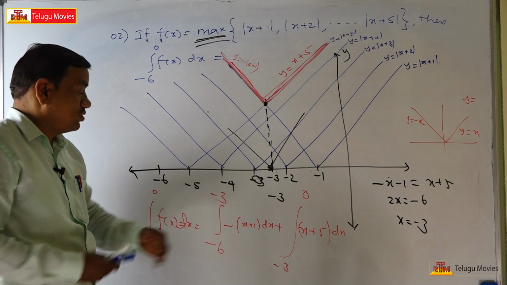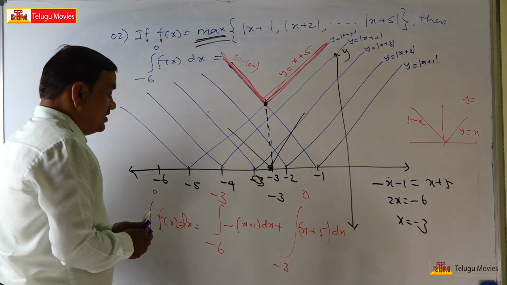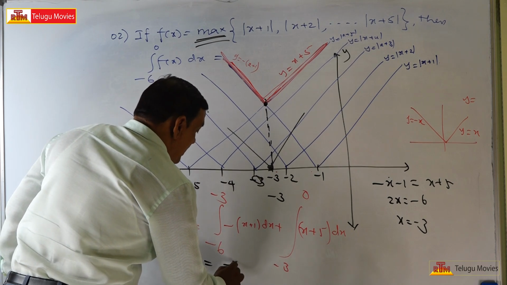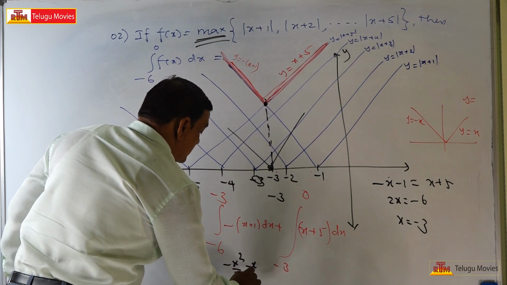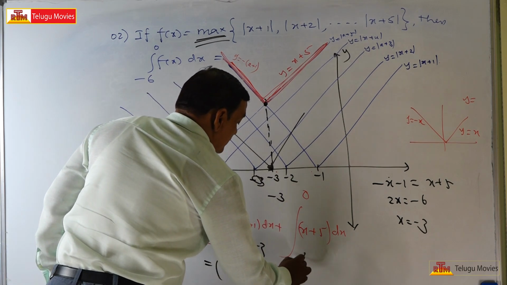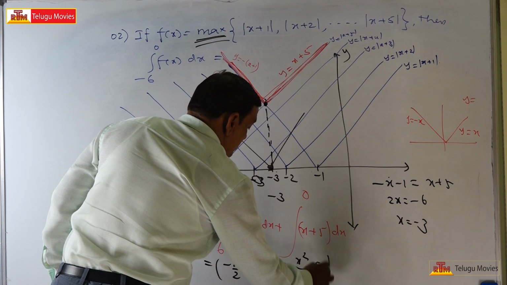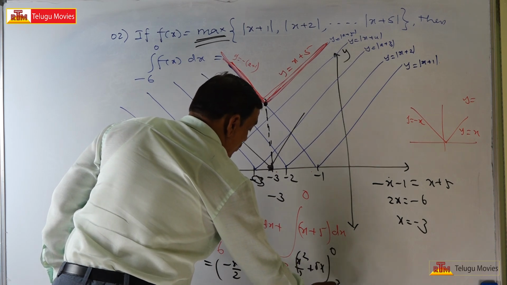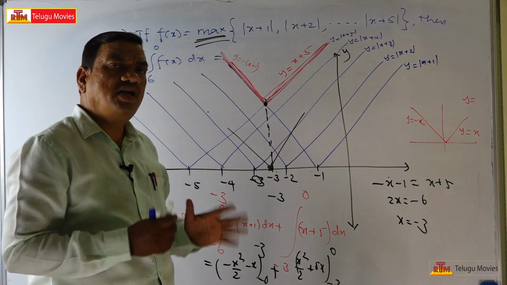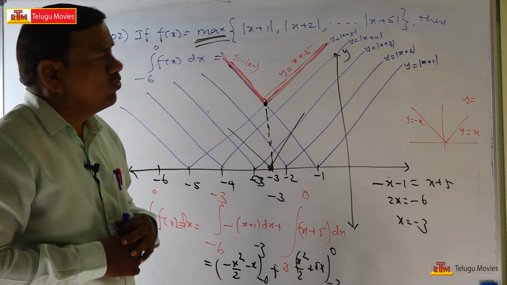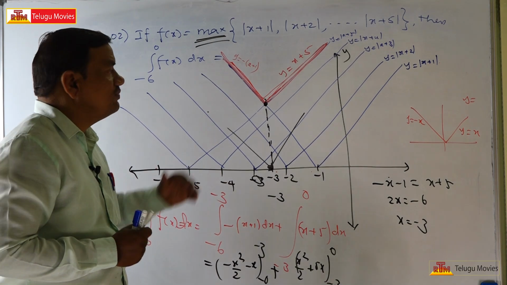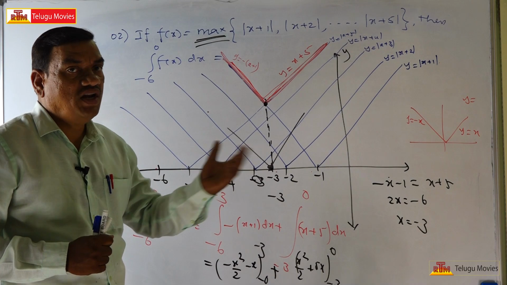So, calculate this. If you calculate this, you will get minus x square by 2 minus x with upper limit and lower limit, plus x square by 2 plus 5x with upper limit 0 and lower limit minus 3. Calculate and you will get the answer. So, by drawing the graphs of these functions, we can find the final answers very easily. I hope that you understand this solution. Let us go for the next problem.